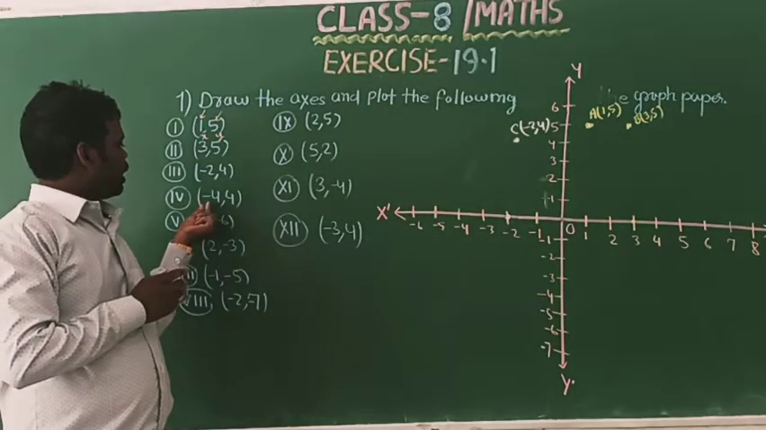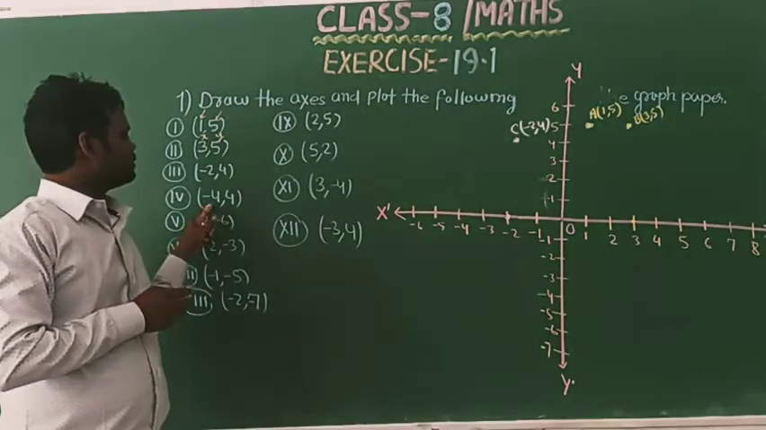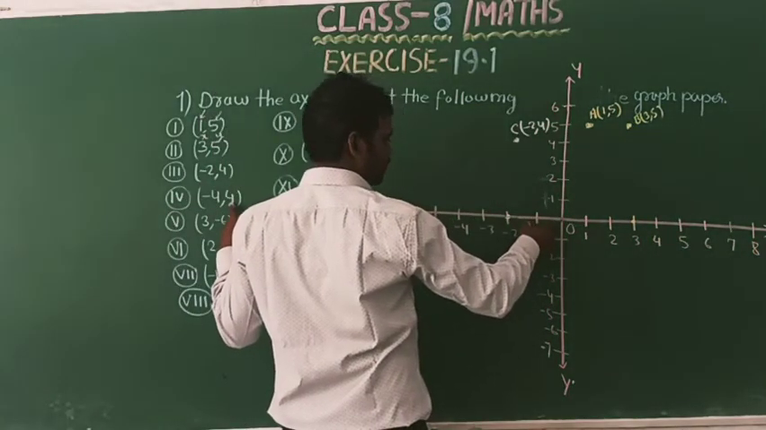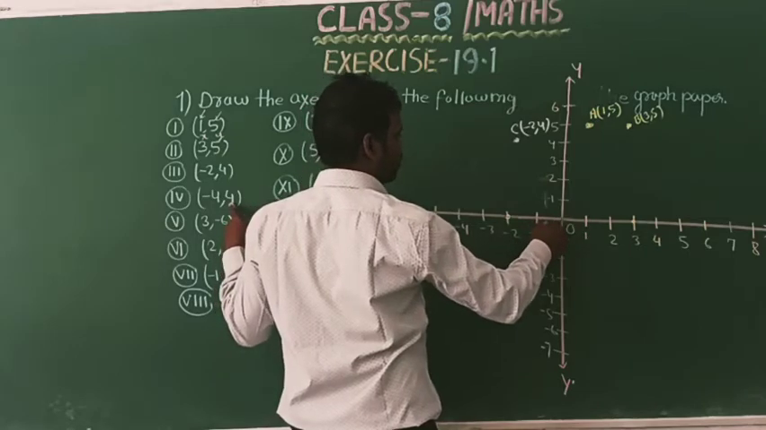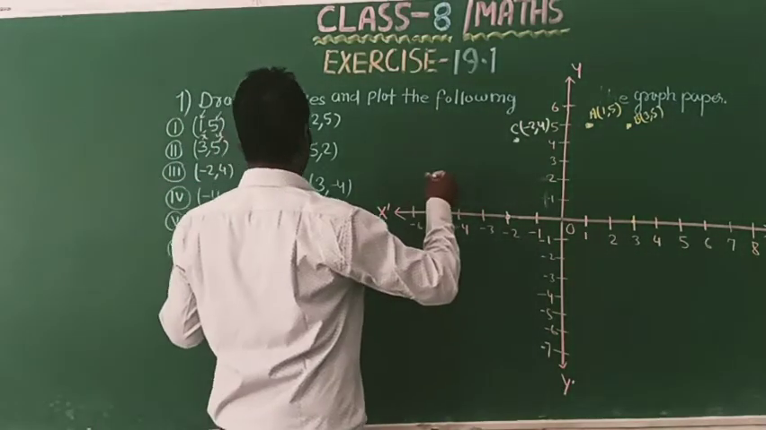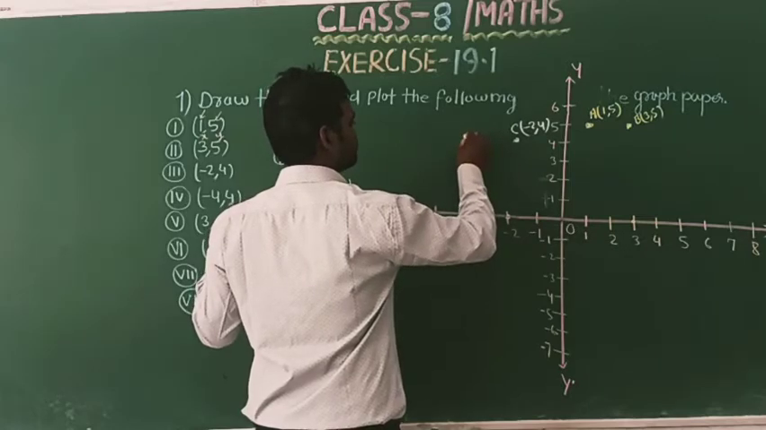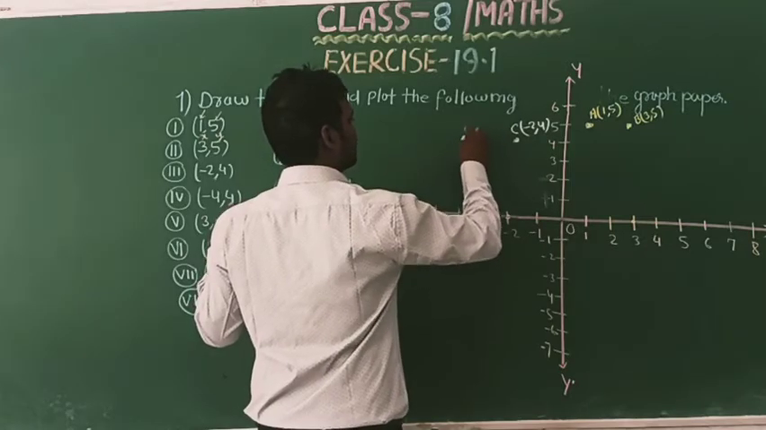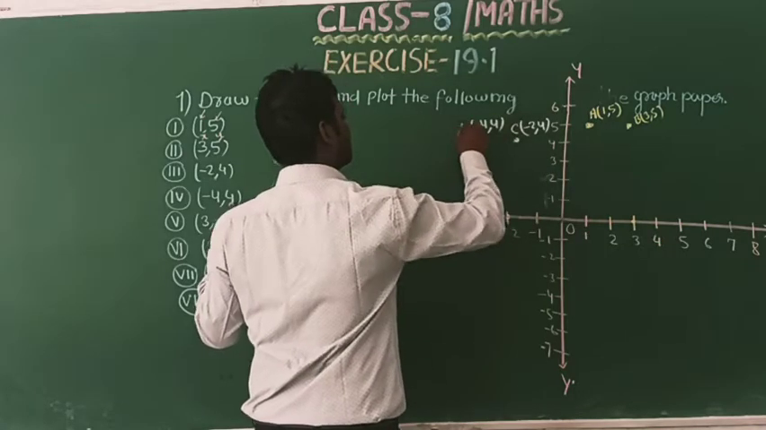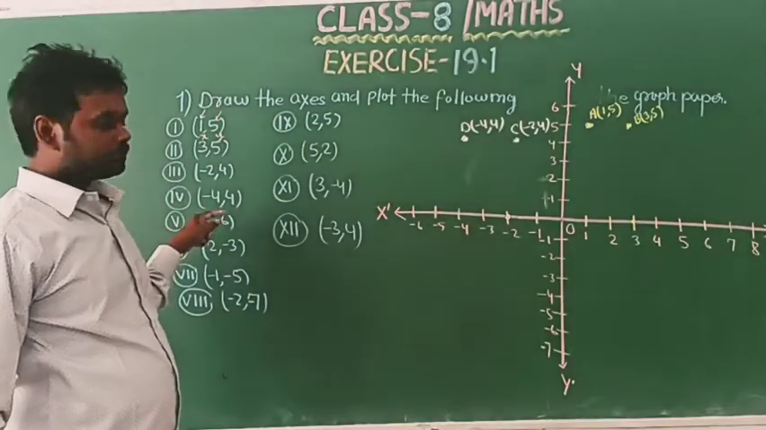In the point (-4, 4), the x coordinate is minus 4 and the y coordinate is 4. So starting from O, move 4 units left along the x axis and go up 4 units along the y axis. So this is the position of the point (-4, 4). Okay, and this is the position of the point (4, 4).